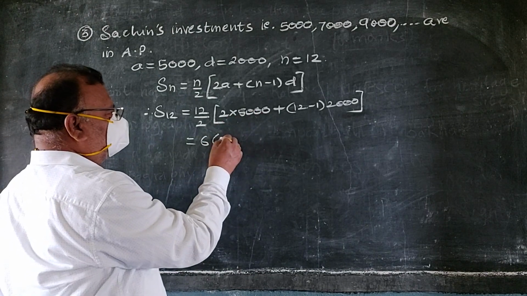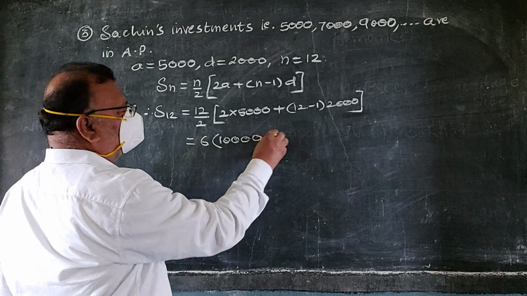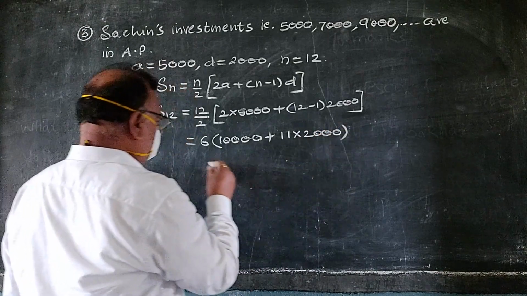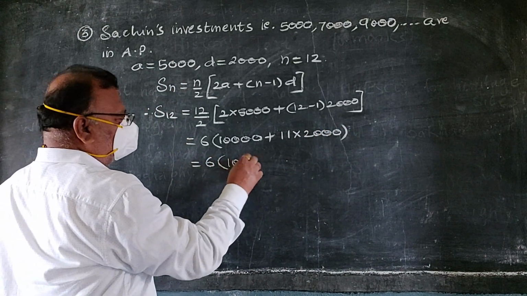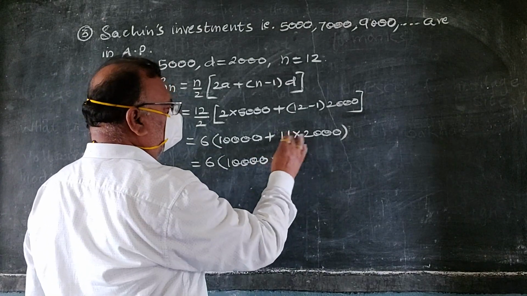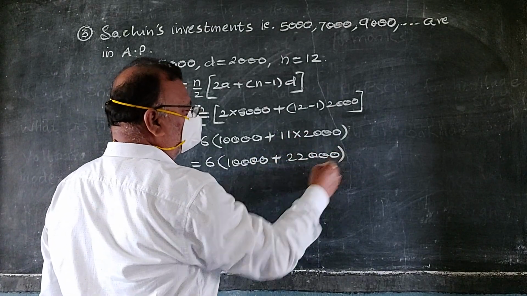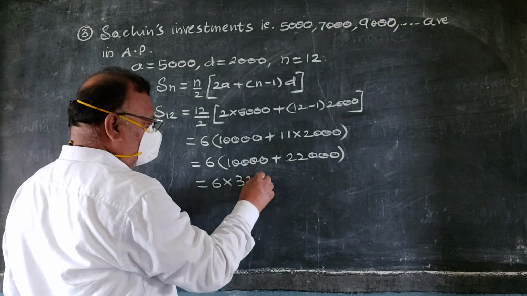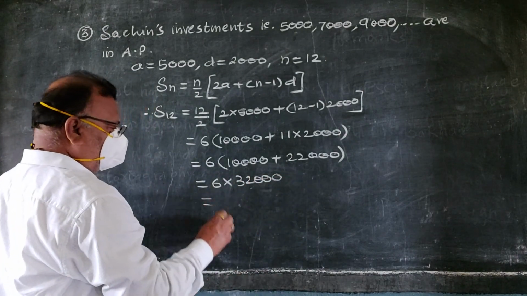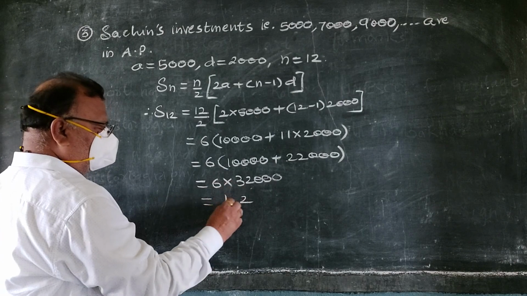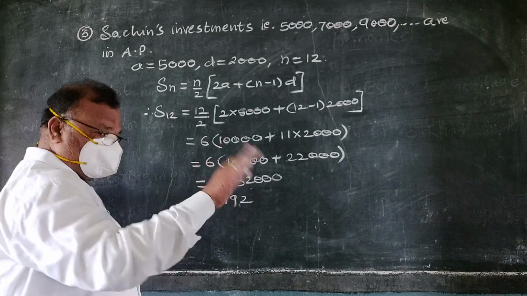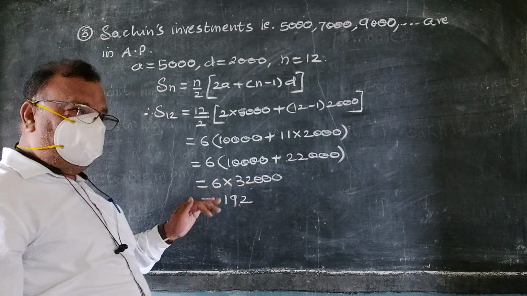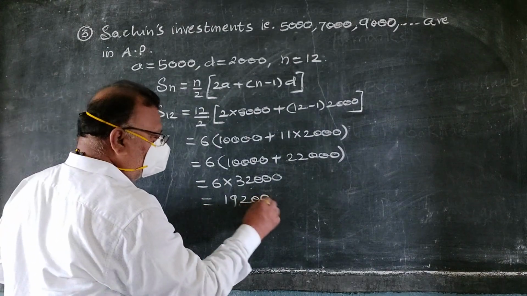As per BODMAS, we have to multiply. We will get 10,000 plus 11 into 2,000. That is equal to 6 in the bracket 10,000 plus 11 times 2 is 22,000, and then that is equal to 6 multiplied by 32,000. 6 twos are 12, so 2 carry 1. 6 threes are 18 plus 1 is 19. And 3 zeros you have to put.